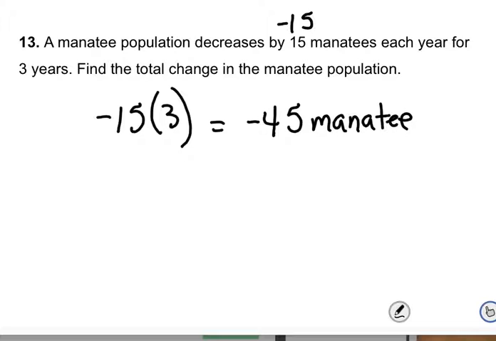What's that really telling us about the manatees? That they're dying. Yeah, the population is decreasing. Could that lead to an extinction problem? Yes. In a long time, we could.